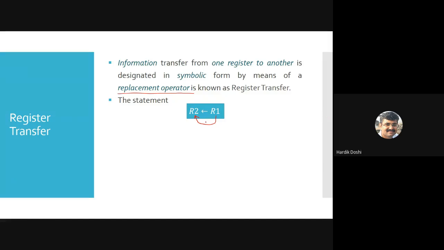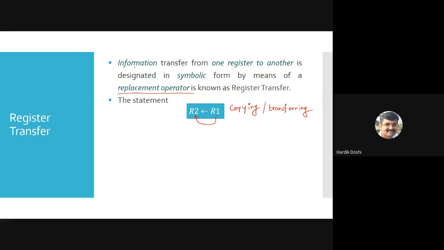See, repeating my point again: copying the content of R1 to R2. I am repeating the word copying the content from R1 to R2. It is also termed as copying or transferring. Both are the same. Please remember, both are the same, copying as well as transferring. So what does this notation indicate? The content of R1 will be transferred or copied to R2.